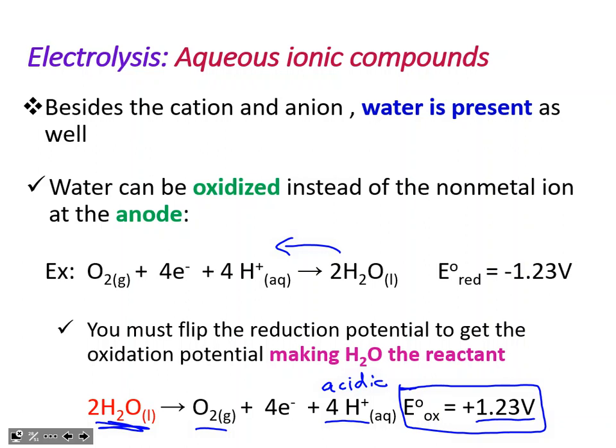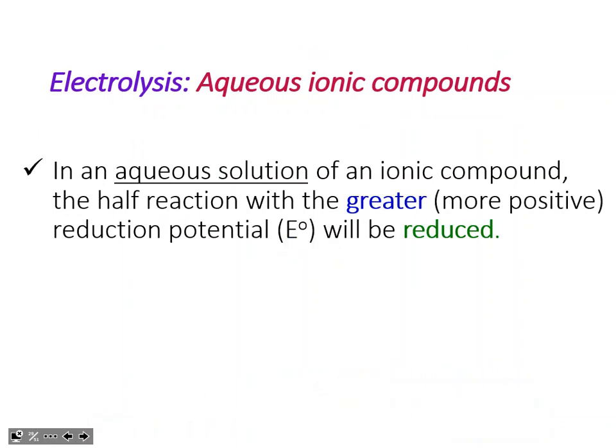So a couple of things here. Let's focus on the reduction side of things. In an aqueous solution of an ionic compound, the half reaction with the greater or more positive reduction potential will be reduced. The greater will be reduced. More positive, so closer to zero, kind of idea. So when you're setting up electrolysis in water, you have to be very careful to make sure that water isn't going to outcompete what you want to actually be reduced at the cathode.